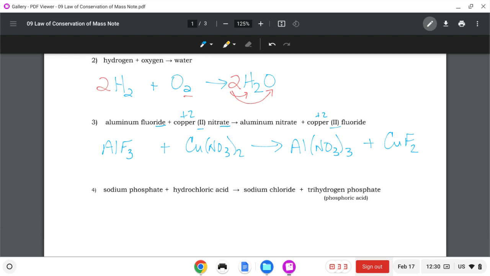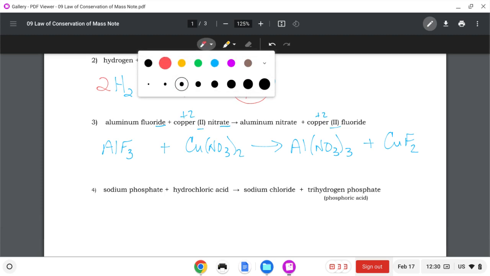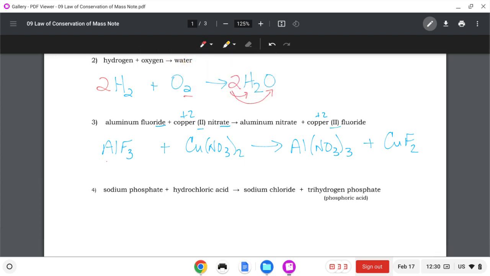All right, so let's balance this. Where you decide to start balancing really doesn't matter. Just pick something that's not balanced and go from there. As I glance across, I can see all my metals are balanced. I have 1 aluminum here and 1 aluminum there, 1 copper here and 1 copper there. But it's the anions, the negative ions, that are not balanced. So let's start right here since I'm at the end of the reaction. I have 2 fluorines and then 3 on the other side.